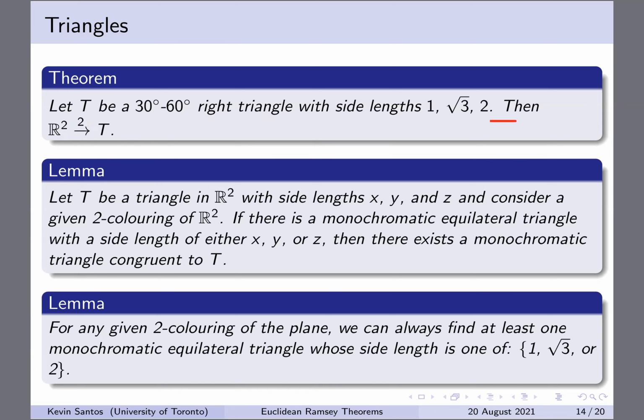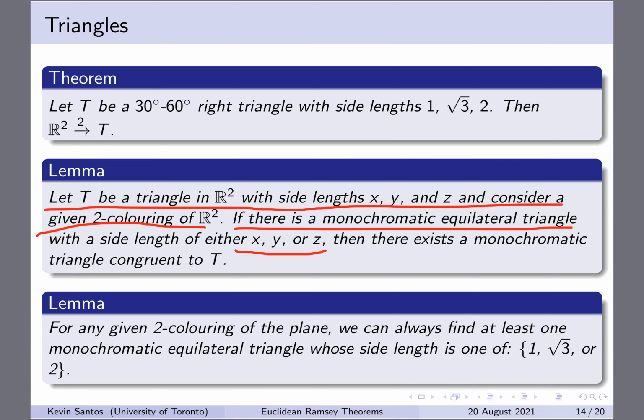And that follows directly from these 2 lemmas. So if we let T be a triangle in R2 with side lengths X, Y, and Z, and we consider any given 2 coloring of R2, as long as there is a monochromatic equilateral triangle with any of these side lengths X, Y, or Z, as long as there's at least one of those equilateral triangles whose points are the same color and whose side length is any one of X, Y, or Z, then we can guarantee that there exists a monochromatic triangle congruent to T.